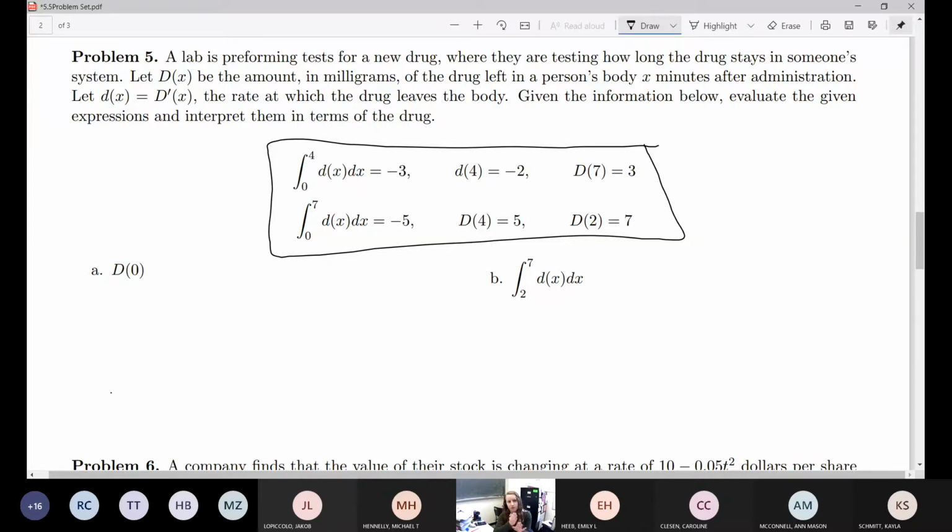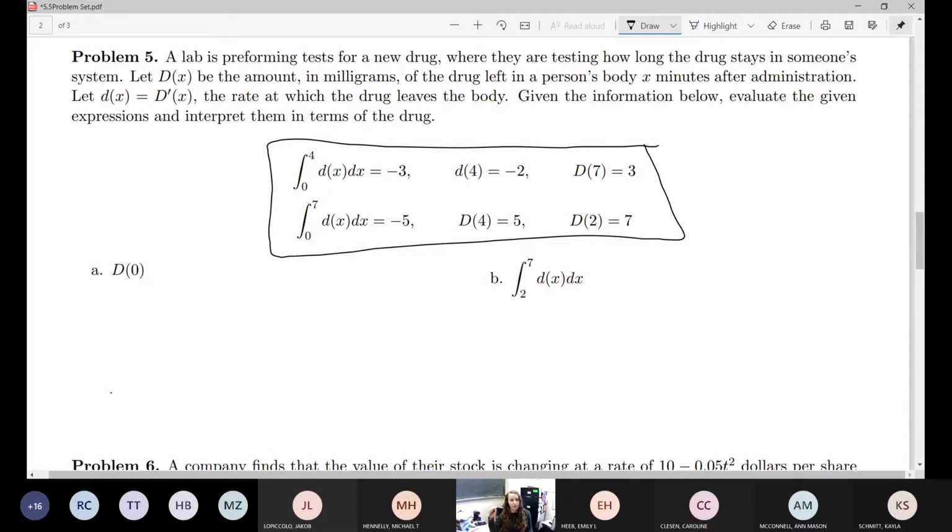So remember 5-5 was we were using the fundamental theorem of calculus to essentially solve for antiderivative values at a certain point. So say we have this set of information. So technically the full problem, a lab is performing tests for a new drug. They were testing how long it stays in someone's system. So capital D is the amount in milligrams of a drug left in a person's body after X minutes. And then little d is equal to capital D prime. So essentially that just means that the capital D equation is the antiderivative of the little d equation. And that's the rate at which the drug leaves a person's body.